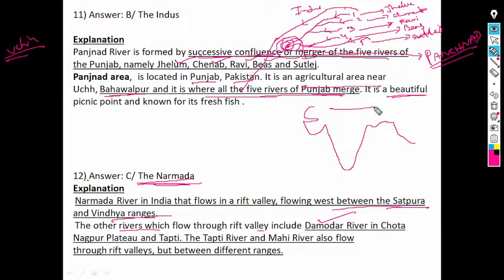This is your Vindhya, this is Satpura. This comes your Narmada, this one.